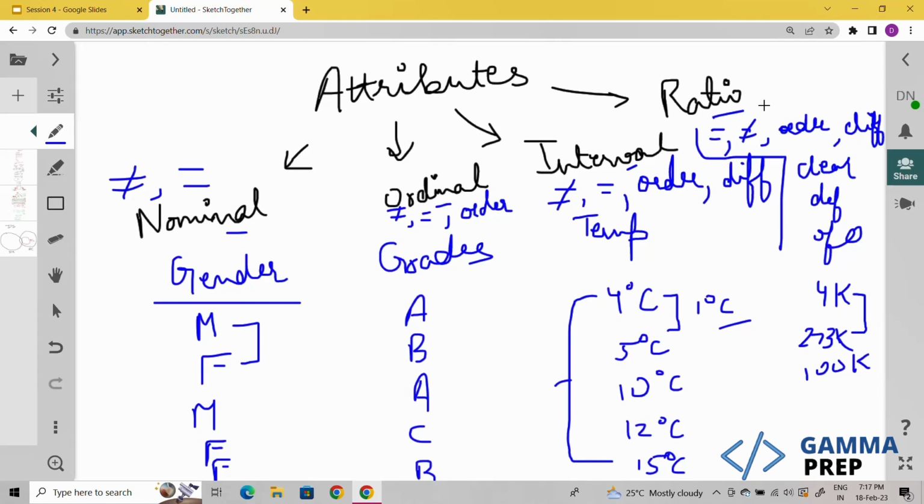In ratio, you can find out whether the two attribute values are equal or not equal. You can also find out the order, that is, you can order them as well. And then you can also find out their difference. But one more thing is that you should have a clear definition of 0. That is, the attribute values in ratio cannot go below 0. They cannot go below 0, right? So we have nominal, ordinal, interval, ratio.